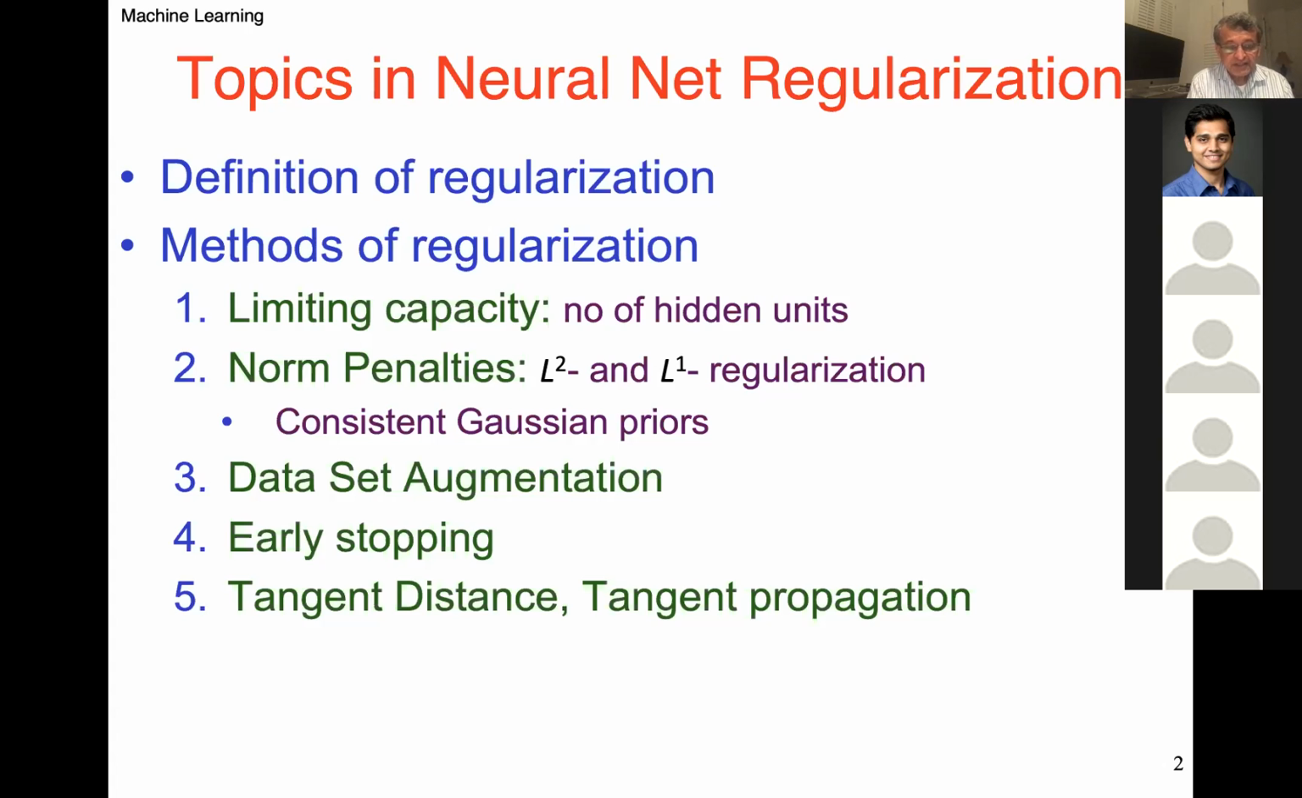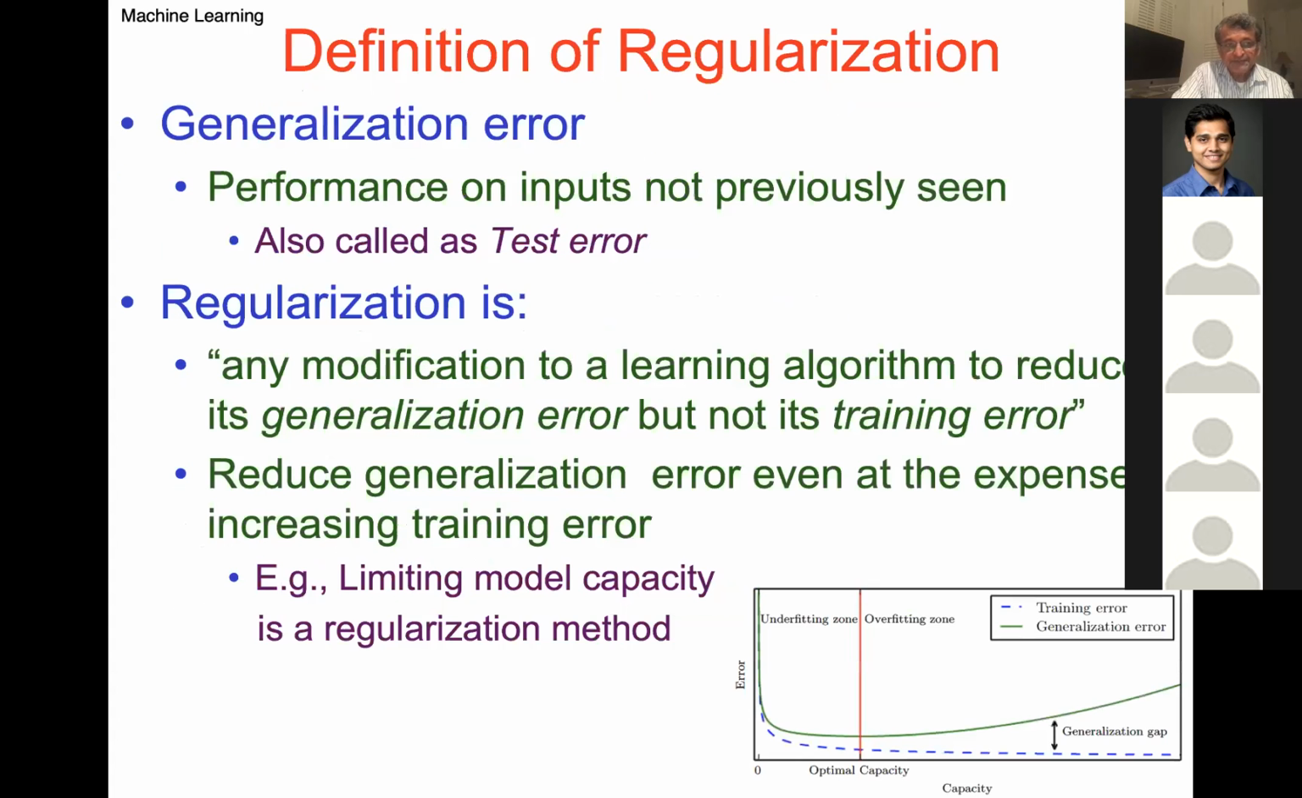Now then we have data set augmentation, which means creating more data to feed to the network. Early stopping is one of them, where we say don't keep training. You stop at a point where you have not minimized the error completely. The stopping, of course, is based on some kind of a validation set, which says performance is getting worse now, so we stop at that point. That's early stopping. And there are all kinds of arguments as to why that is mathematically justified. And then the last of these topics is the tangent distance or tangent propagation, which I just mentioned.